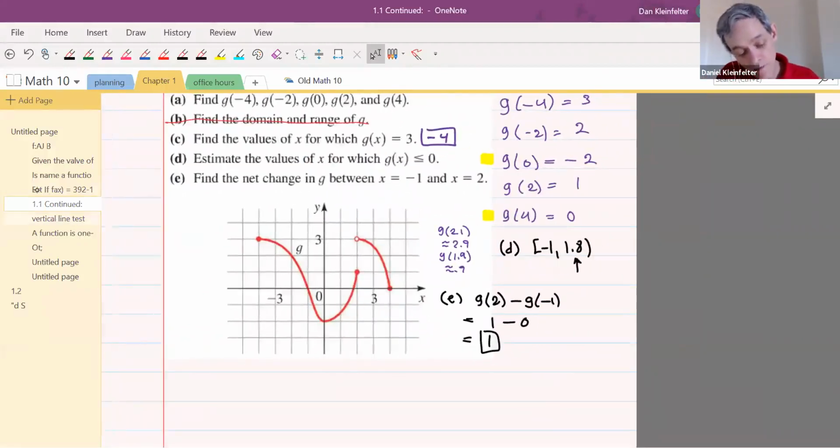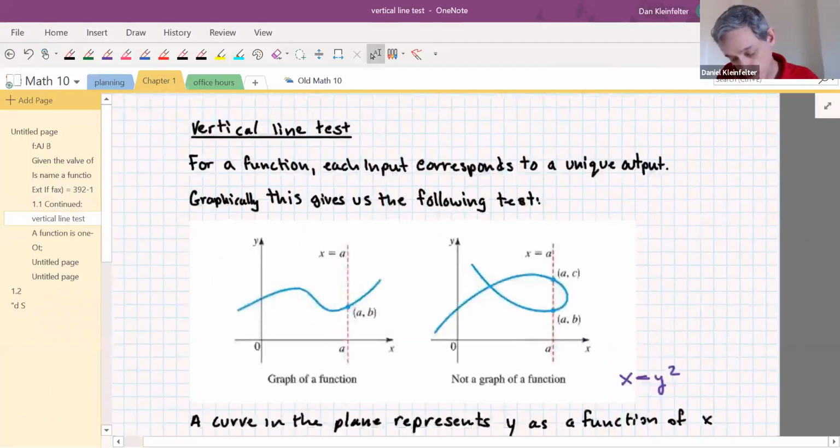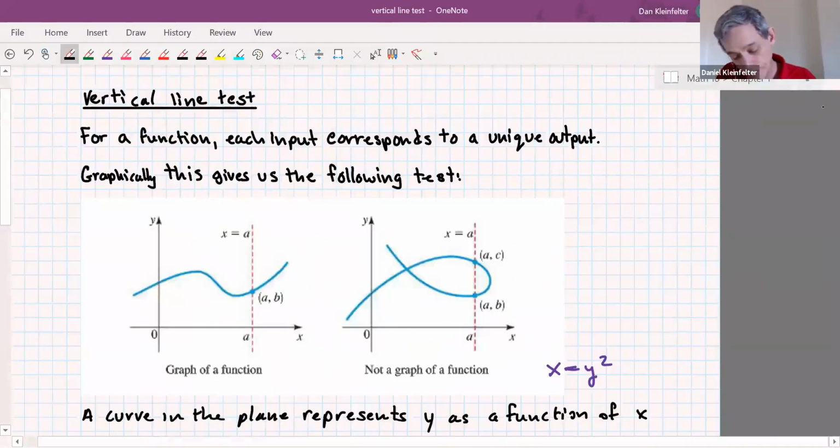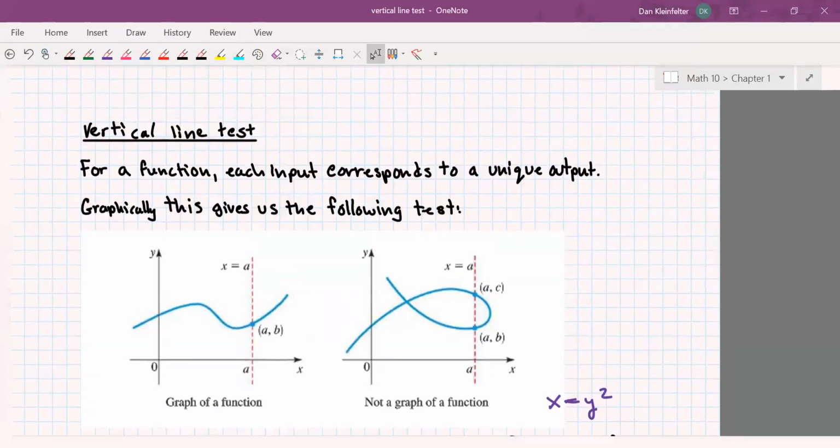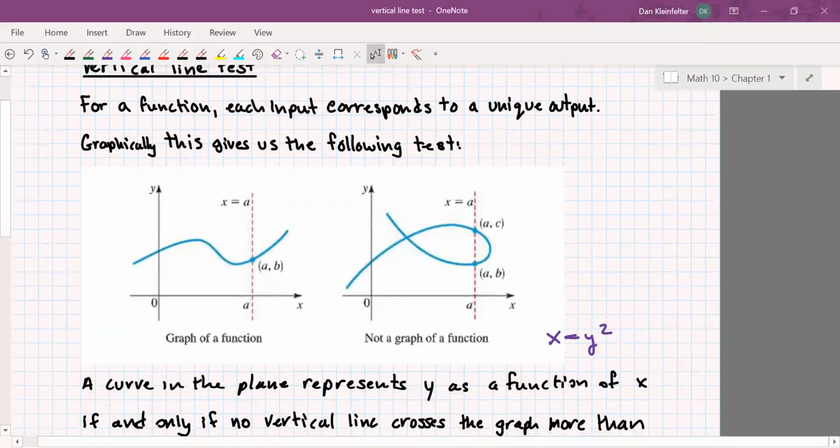Okay, we'd mentioned the vertical line test before. I wanted to go into a little more detail about that. So what this is, is learning how to tell if you're dealing with a graph of a function or not. So for a function, each input corresponds to a unique output. Graphically, this gives us the following test.